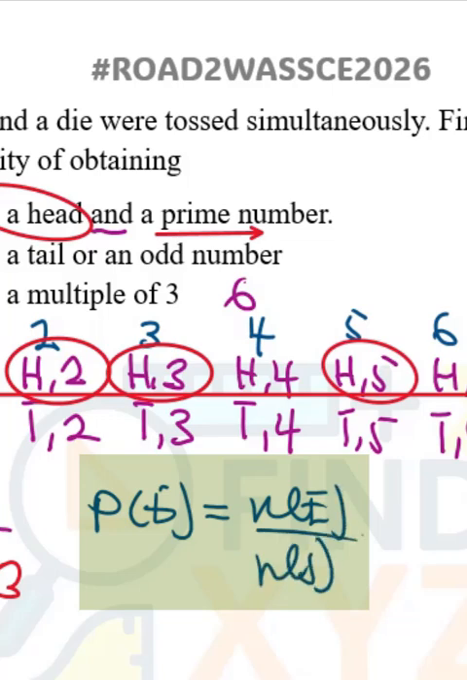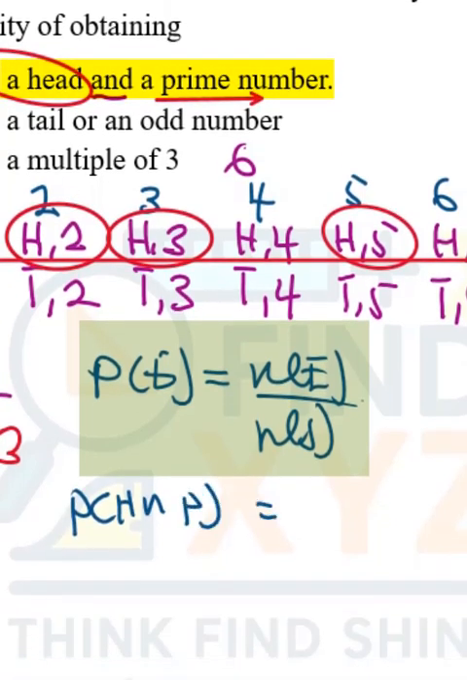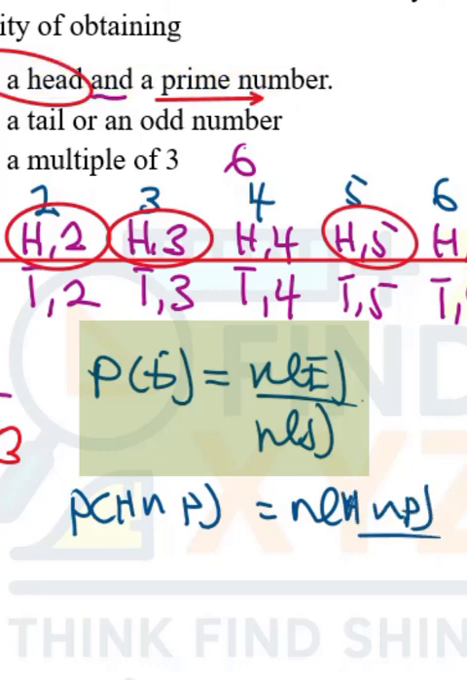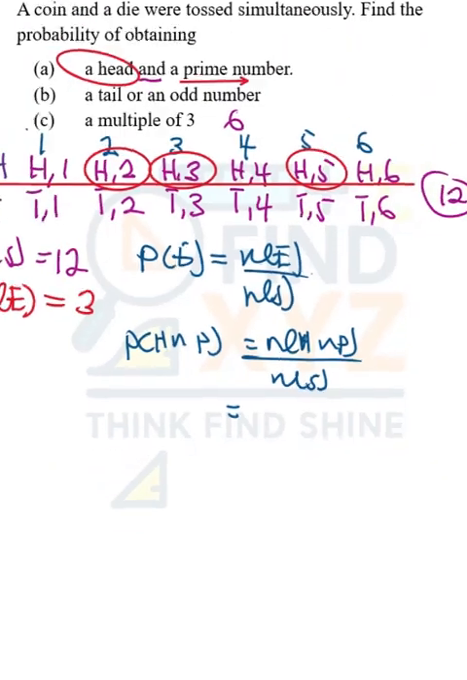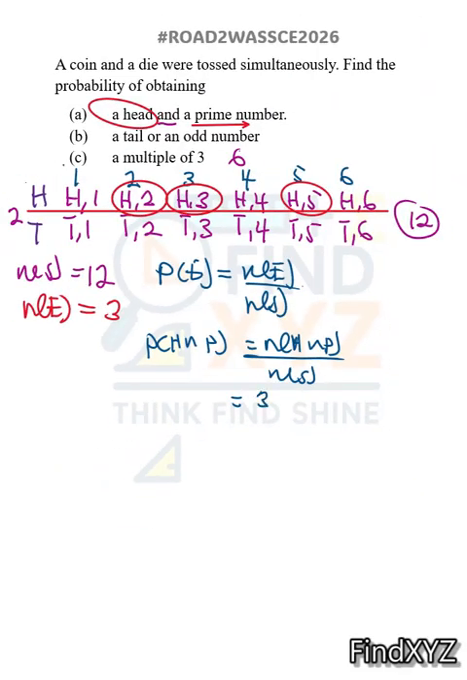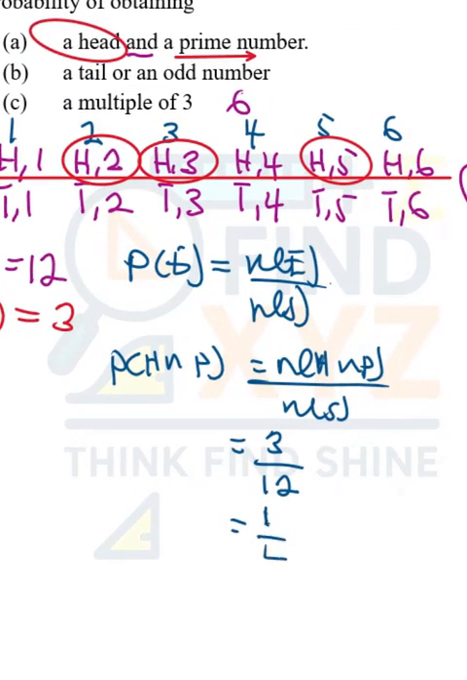But what event are we interested in? We are interested in getting a head and a prime number. So the probability of a head and a prime is equal to the number of head and prime over the number of sample. The number of head and prime, we have already established, is 3. And the number of sample is 12. Please take note, you should always simplify your answer. How many 3 are in 12? That is 4. So the probability of getting a head and a prime number is 1 out of 4. That is the first part, so this is for A.